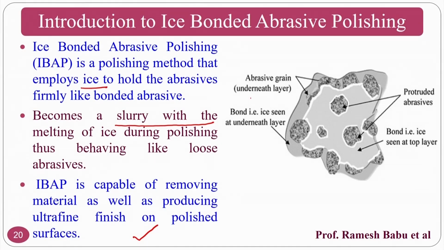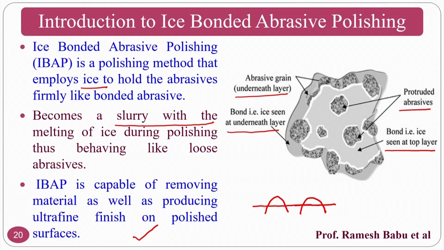You can see here, these are the abrasive grains and bonded ice underneath it. Okay, so ice is seen on the top, at the same time protruded abrasives. Normally I assume that this is my ice, my abrasive particles are like this. Okay, so protruded abrasive particles are like this.